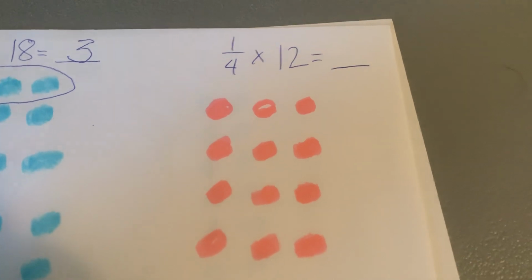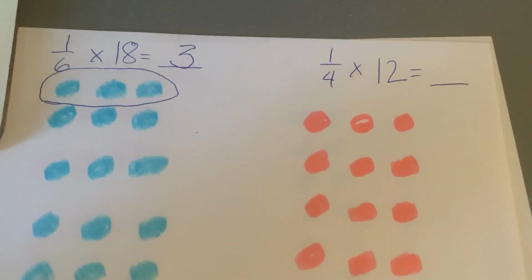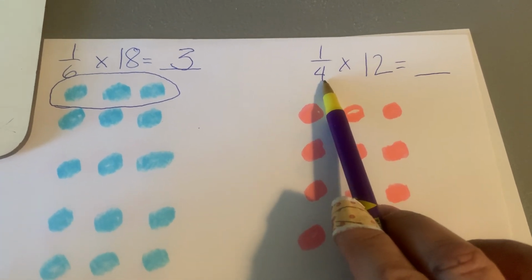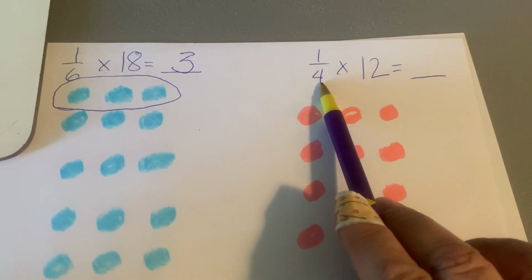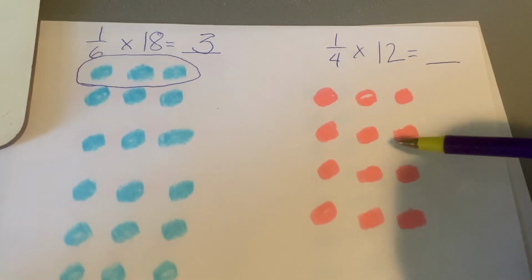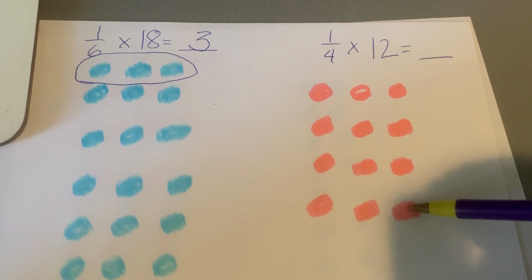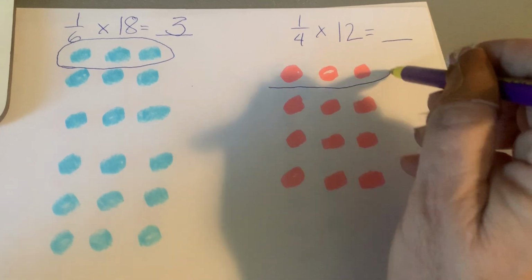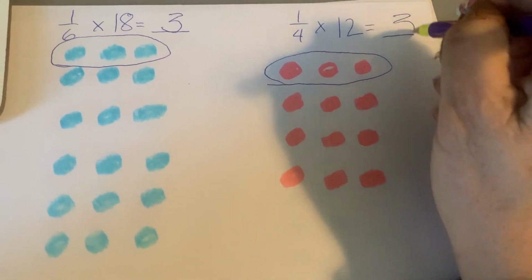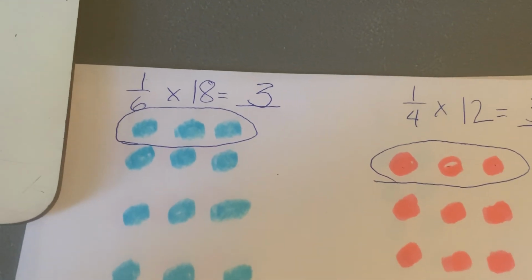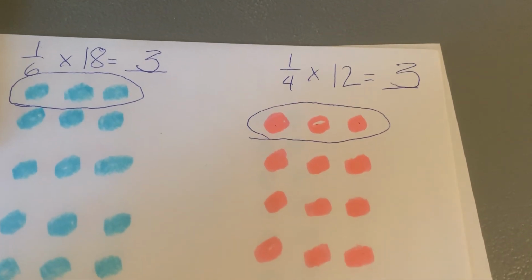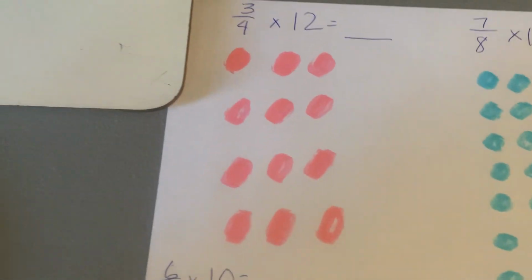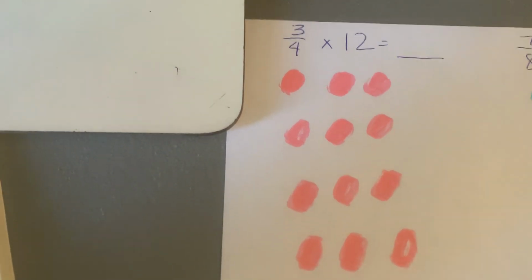Let's look at another one. This asked me to think about 1/4 times 12. And just like before, I'm going to think about those 12 objects, and I'm going to put them in rows of 4. So I know that 12 divided by 4 is 3. So I have 4 rows with 3 objects or 3 dots in each row. And then once again, I'm going to think about one of those groups. So one of those groups, oh, look at that. Same answer. Isn't that interesting? 1/6 of 18 equals 3, and 1/4 of 12 equals 3. Coincidence?